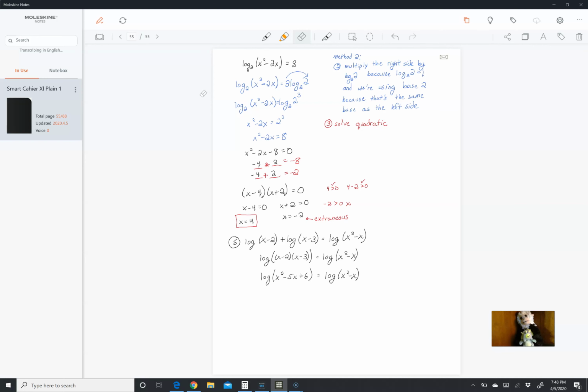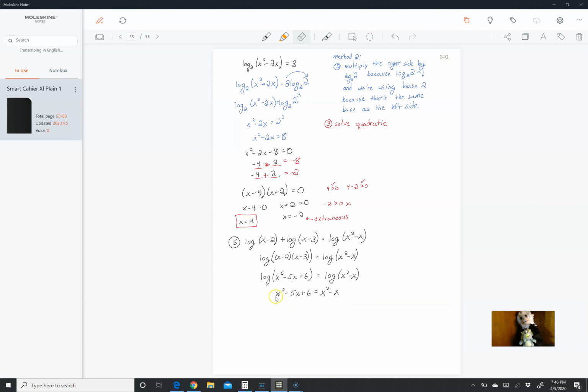In the previous one, we had a log only on one side and just a number on the other. So in that case, we can do one of two things. We can put it in exponential form, or we could use that second method. Here, we don't have to worry about that. So here, we could set the arguments equal to each other. Now this appears to be quadratic, so we're going to solve this like a quadratic equation.